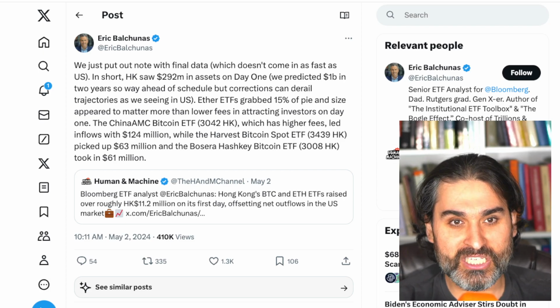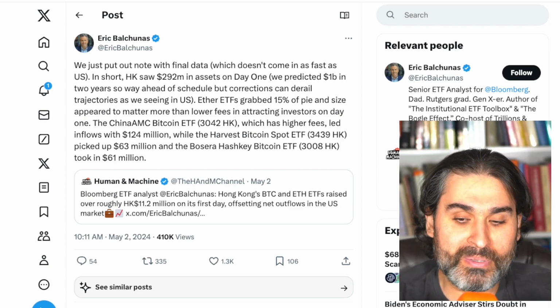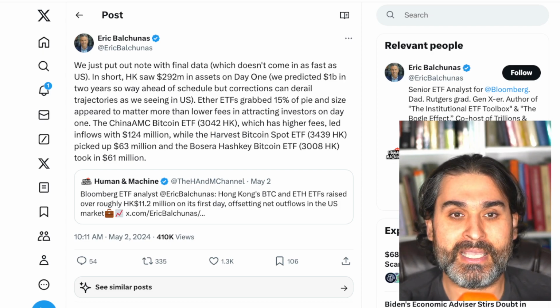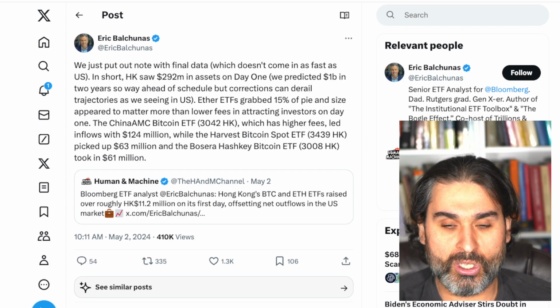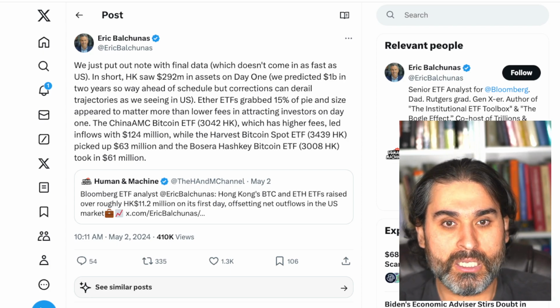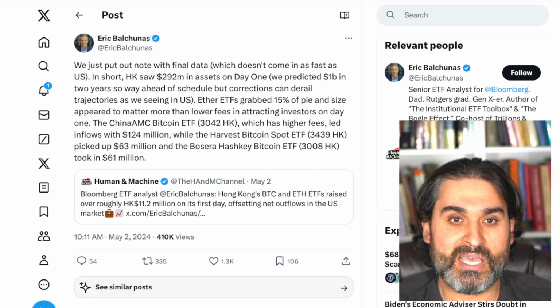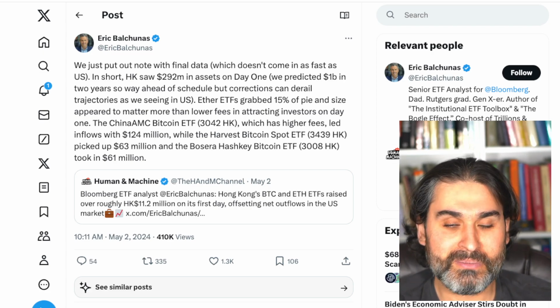Okay, next we had a clarification from Eric Balchunas about what was happening in Hong Kong with the ETFs. A few days ago, we got this number saying that $11 million of flows had happened, and basically that the amount of money coming into the ETFs was not that much. Well, it seems like that was wrong.